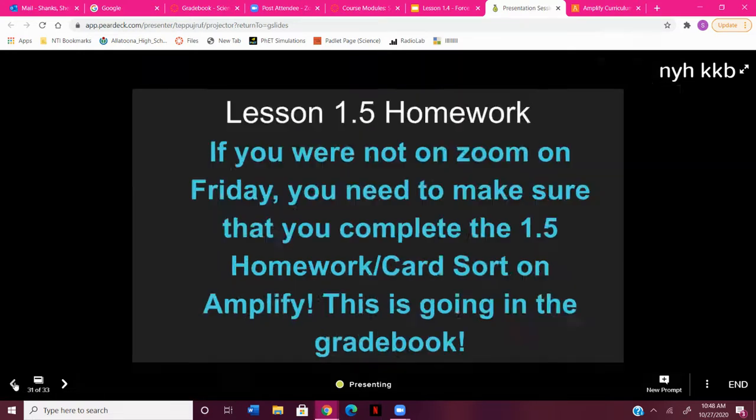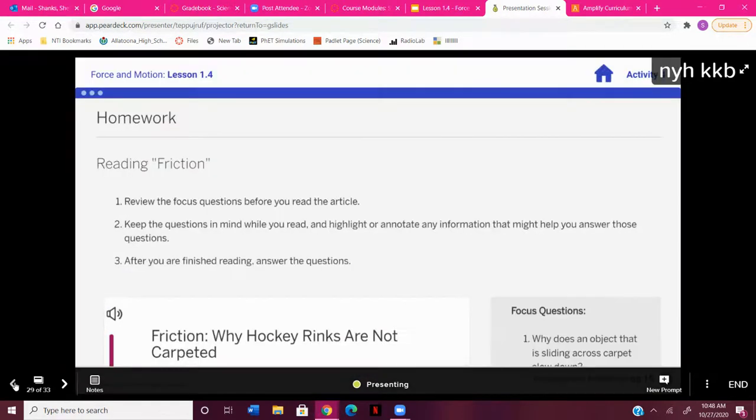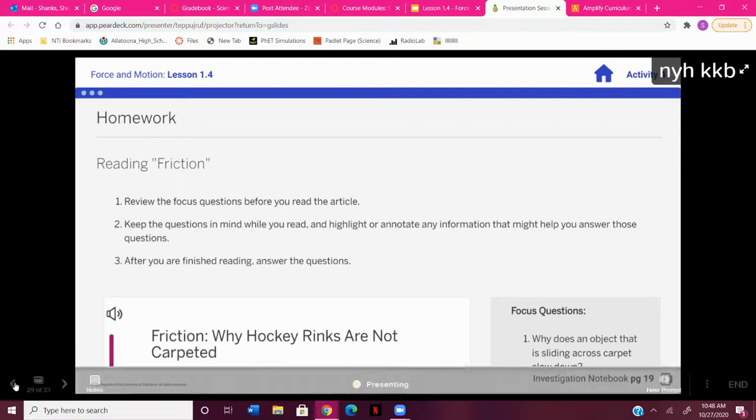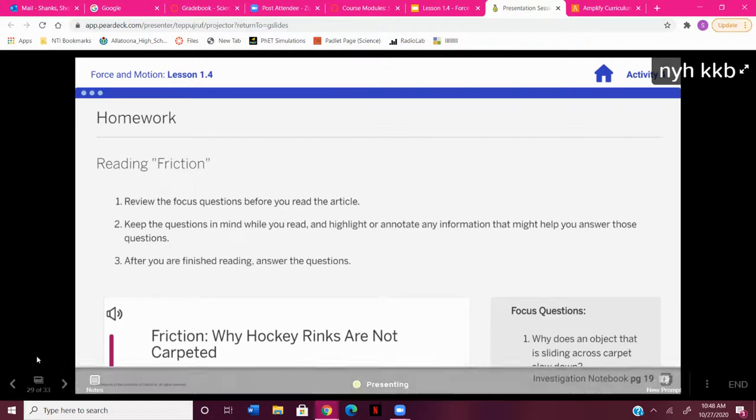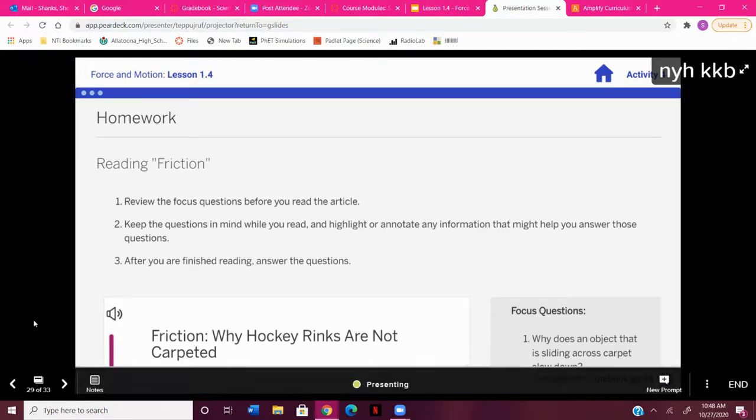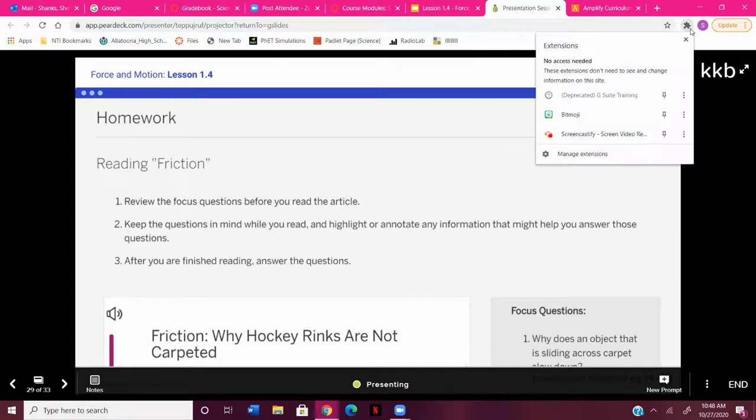All right, so for right now, you guys can go ahead and start on this friction article. It is your homework. And then also make sure that you get the exit slip in from 1.4. And then if you did not do the 1.3 homework from Friday, then you need to make sure to do so. Other than that, I don't have anything else for you guys today. If you guys have any questions, just let me know.